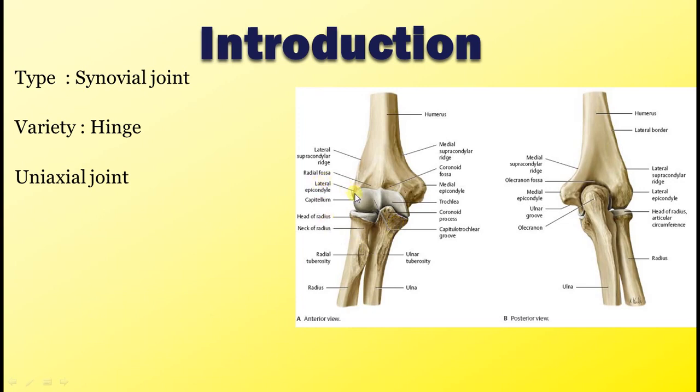Apart from that, the elbow joint is a synovial joint of the hinge variety, which means it can permit movement only in one axis. Around the transverse axis, only one movement it is going to perform. Like the hinge of a door, the door can swing forwards and backwards. In the same way, your elbow joint can permit only one type of movement, that is the one angular movement, flexion and extension. The other name for the hinge joint is the ginglymus joint.